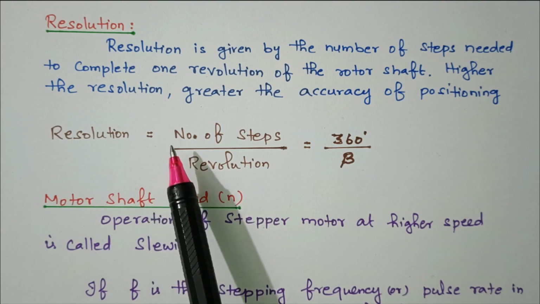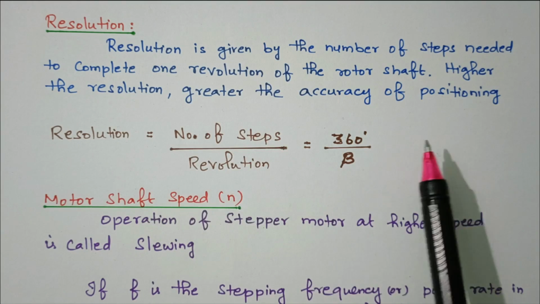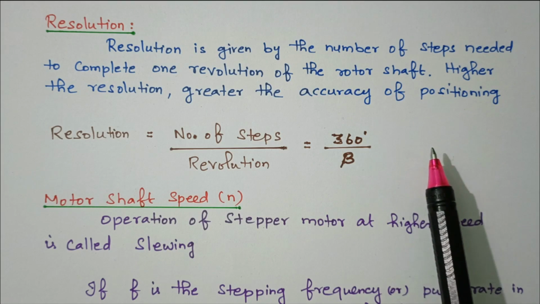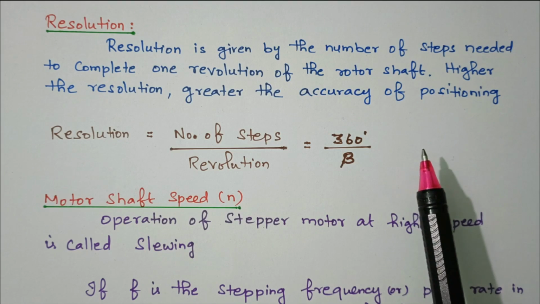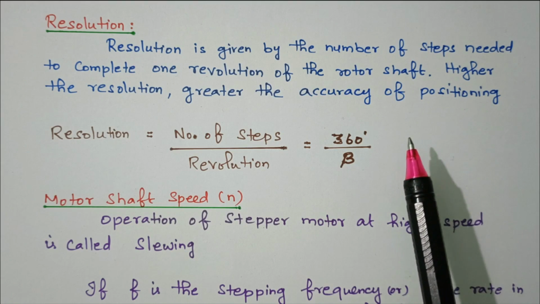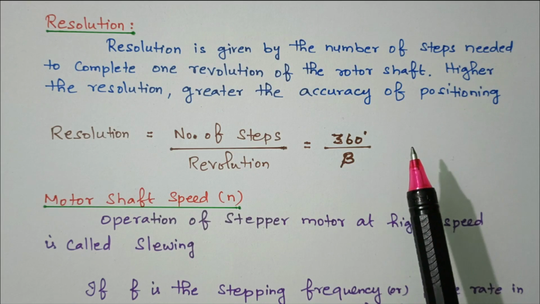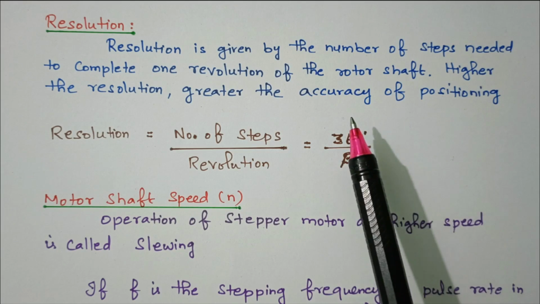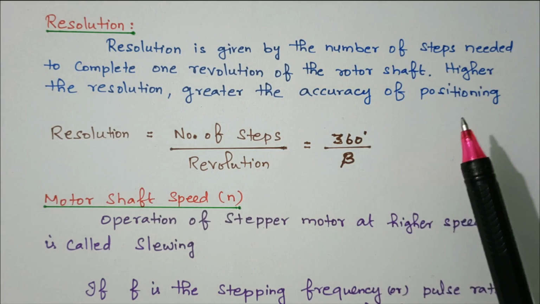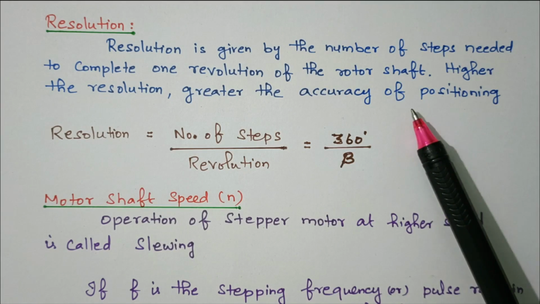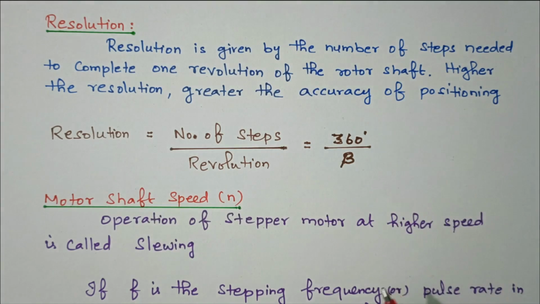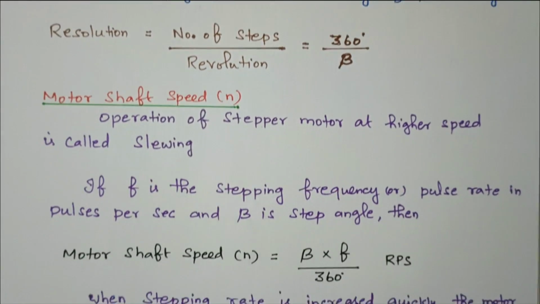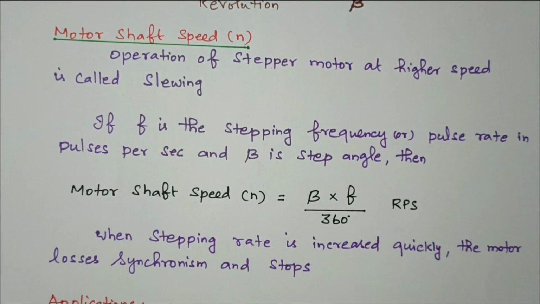For example, for one complete revolution of 360 degrees, if 100 steps are needed, we will get more resolution. If only 10 steps are needed to complete one revolution, the resolution is less. The degree is more and resolution is less. If more steps, it is rotating in a smaller angle, so we get more resolution. Then another one is motor shaft speed N.